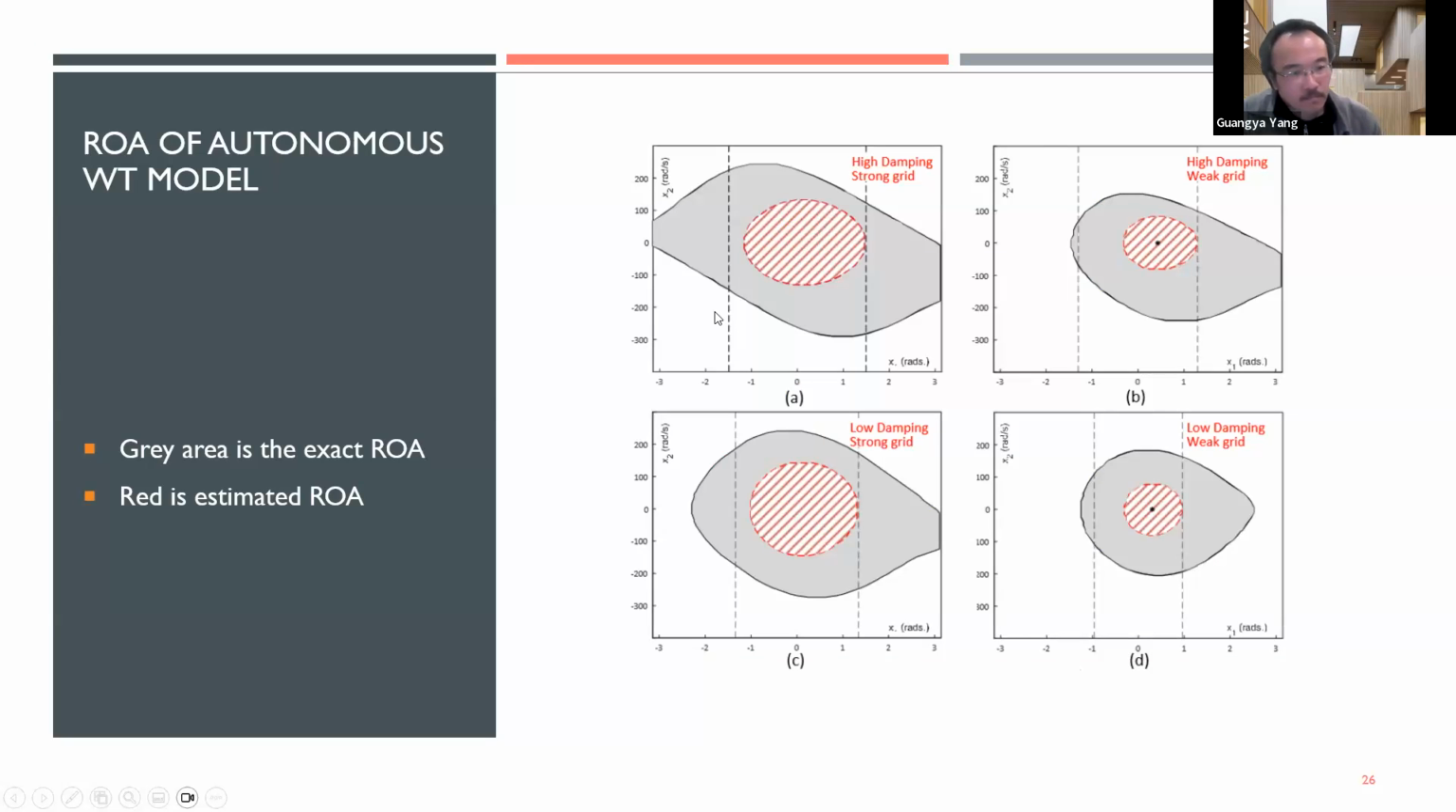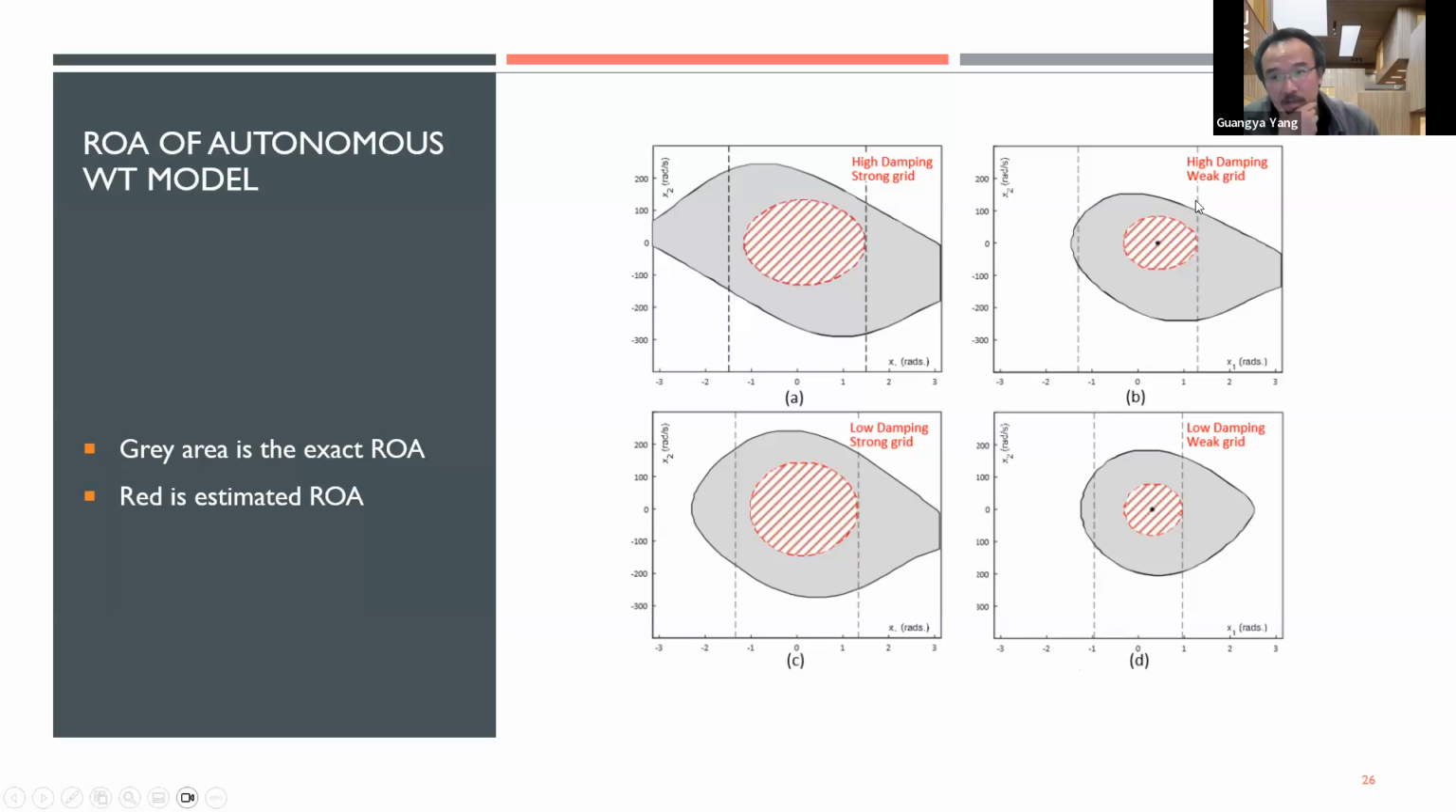And this is a sensitivity assessment of the ROA with respect to different grid parameters and damping levels. At a higher damping and a strong grid, this gray area here is the theoretical ROA, found by many time-domain simulations that identified this area. And if you use the damping boundary with positive damping, you can identify this as the ROA based on the positive damping condition.